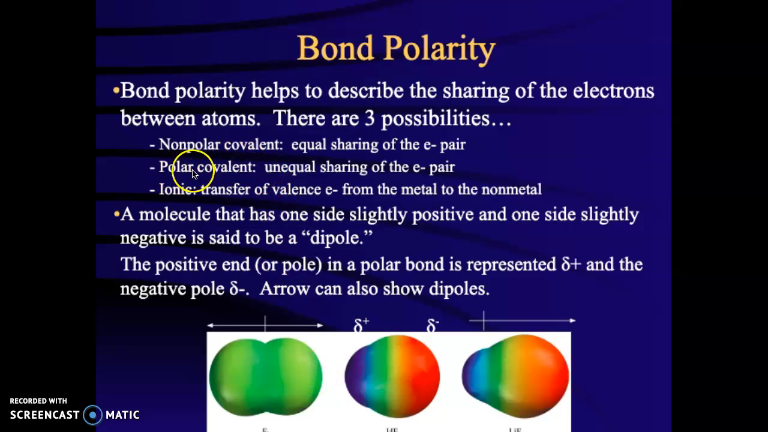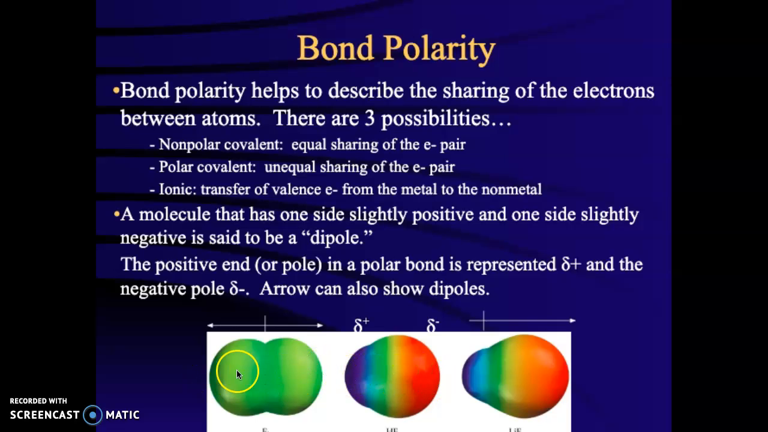If something is polar, remember we're talking about bonds specifically, that means that one of those atoms is pulling on the electron a little bit harder than the other. So that electron is spending more time around one atom than the other, so we're going to have a partial negative and a partial positive. So there are going to be poles or ends.